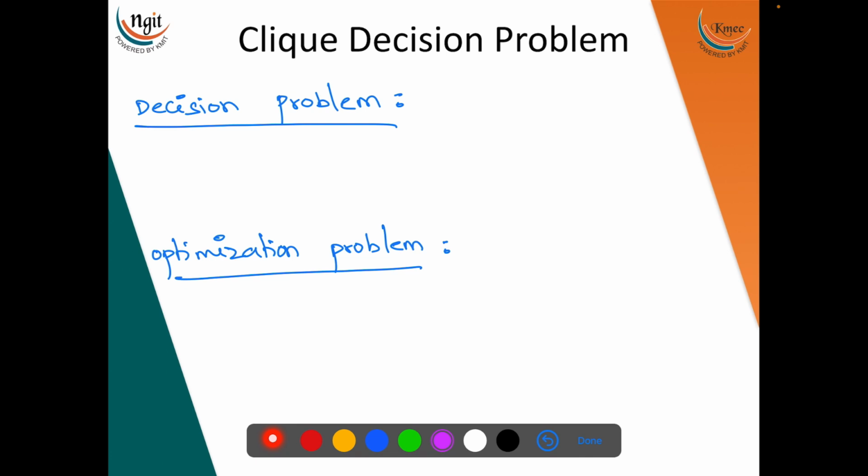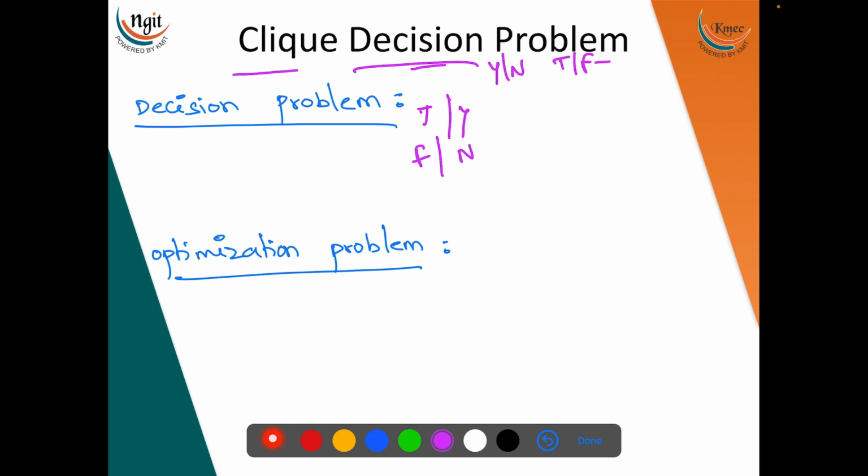Now let's see what we mean by decision problem and what we mean by optimization problem. Decision problem is: is there a clique of size 3 in the graph? The decision is always yes or no, or true or false. As far as the clique decision problem is concerned, we are given a graph and have to find out whether cliques are there or not. If cliques are there, we say true or yes. If there are no cliques, we say false or no. So that is the clique decision problem. The problem which requires an answer of yes or no is a decision problem, regarding whether cliques are there.